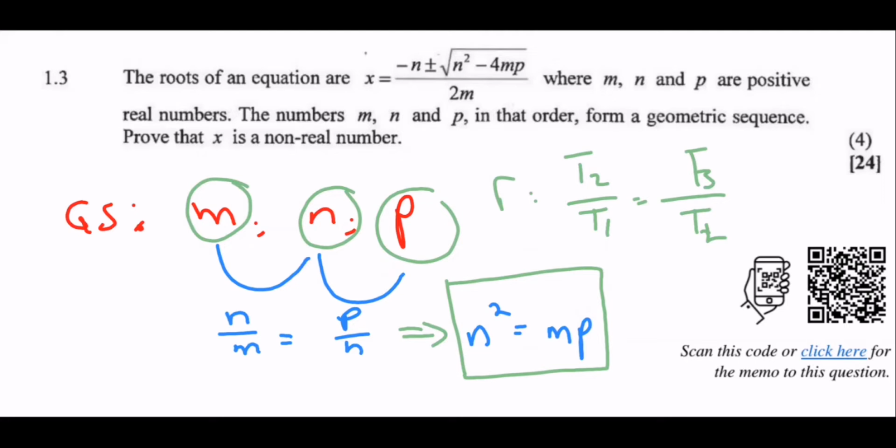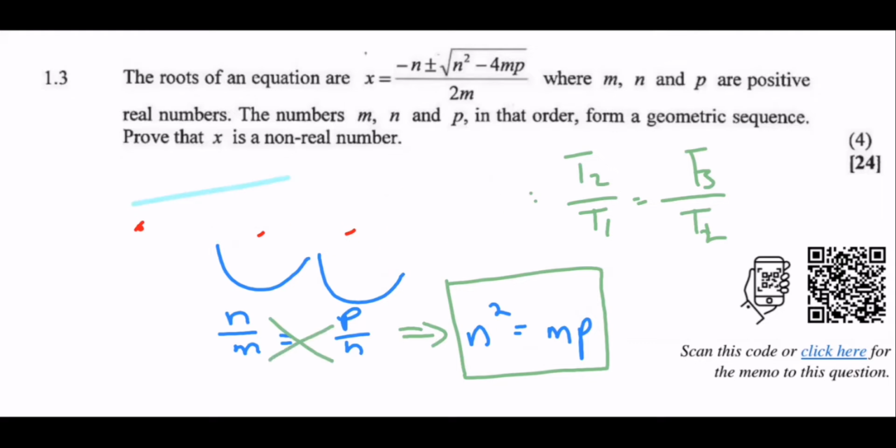And then I also just cross multiplied. I said n times n is n squared, and then m times p is mp. Okay.